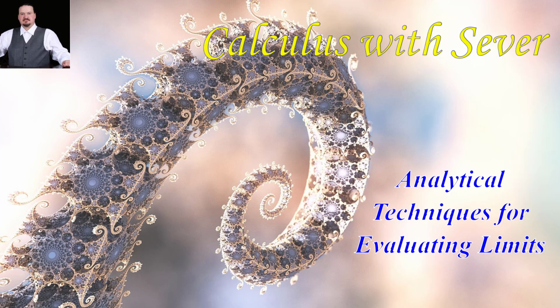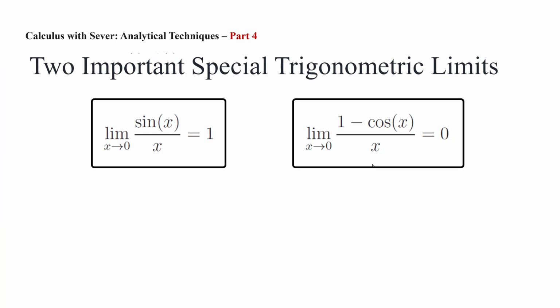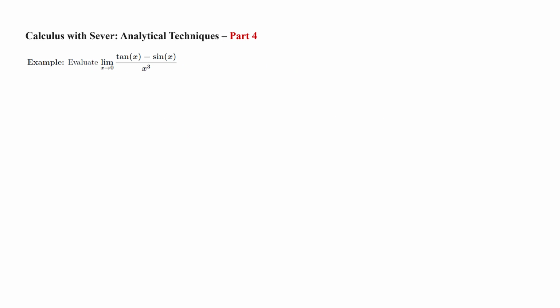Greetings, I'm Professor Sever. Today we're going to consider analytical techniques regarding two important trigonometric theorems, namely the limit as x goes to 0 of sine x over x and the limit as x goes to 0 of 1 minus cosine x over x, whose limits are 1 and 0 respectively. Okay, so let's look at a problem.